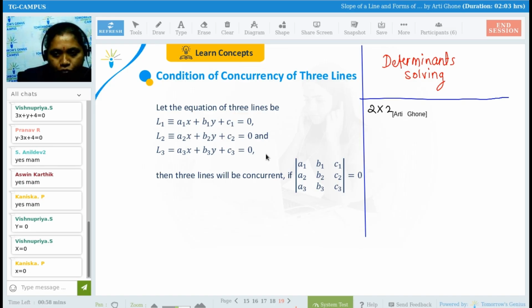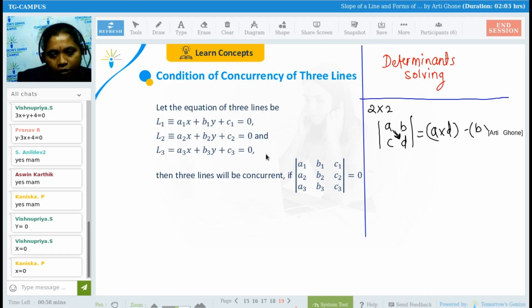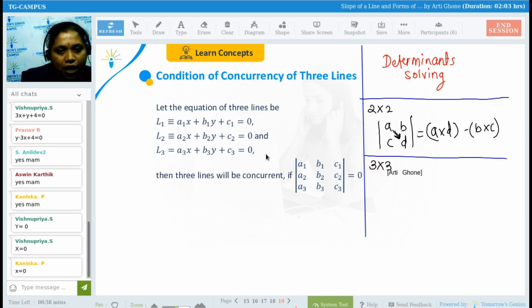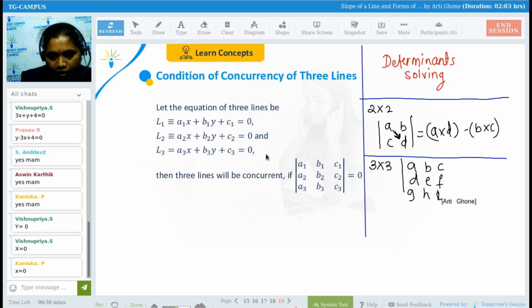First, if it is 2 by 2, 2 rows and 2 columns, A, B, C, D, then what we are doing is multiplying the elements of the principal diagonal, A into D, minus the opposite diagonal, B into C. Clear? The answer will be directly with you. This is the first determinant type you need to solve, and another is 3 by 3. That is of the kind A, B, C, D, E, F, G, H, I.